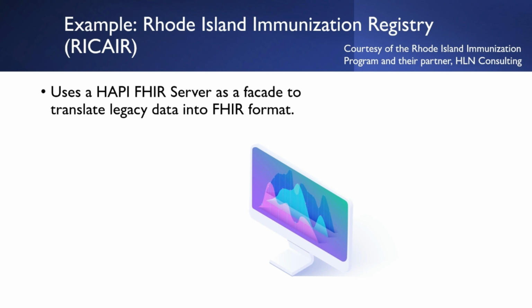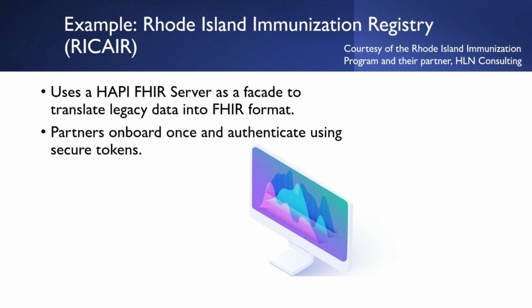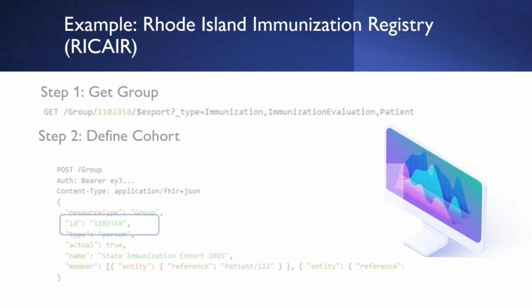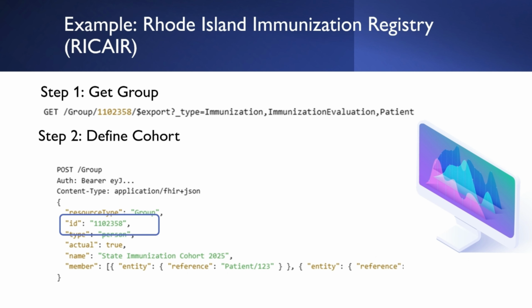backend systems. New partners are onboarded through a one-time registration process in which they submit a public key and receive a client identifier. With credentials in place, the partner initiates a bulk FHIR export operation targeted at a FHIR group resource that represents their patient population. This operation supports exporting immunization and related records for all individuals in that group.